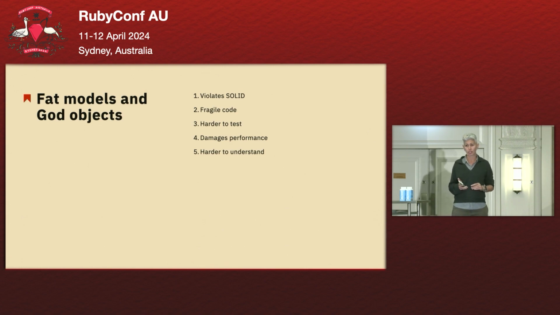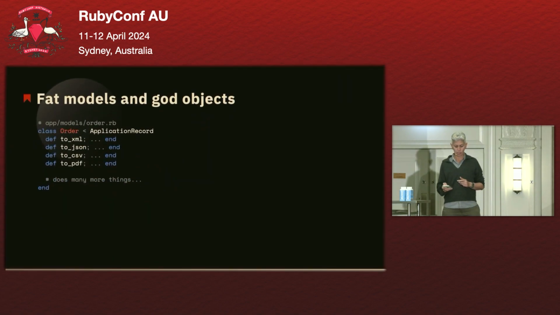It's a lot harder to test when everything is just thrown in one file. It damages performance because it touches so many things, so the garbage collector can't get rid of this object because everything keeps reaching for it. And it's harder to understand because there's so many things happening in the app that it increases our mental load and the complexity of the code in that file. So some things that we can do about that.